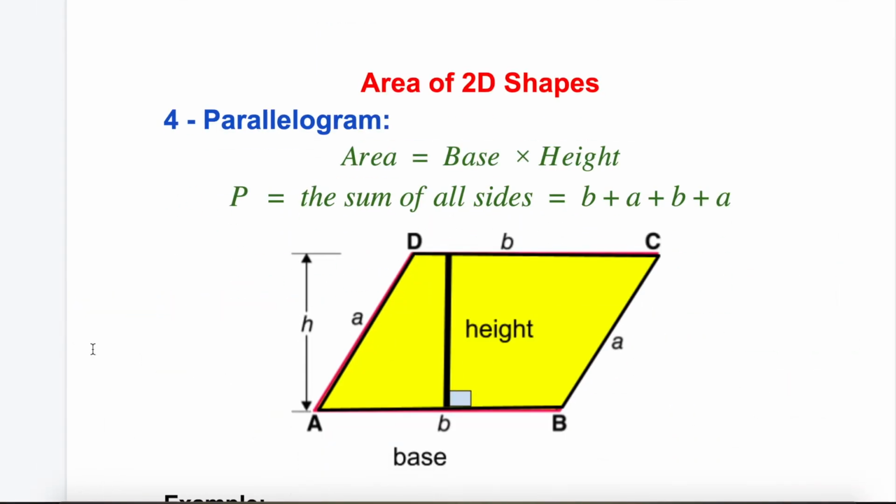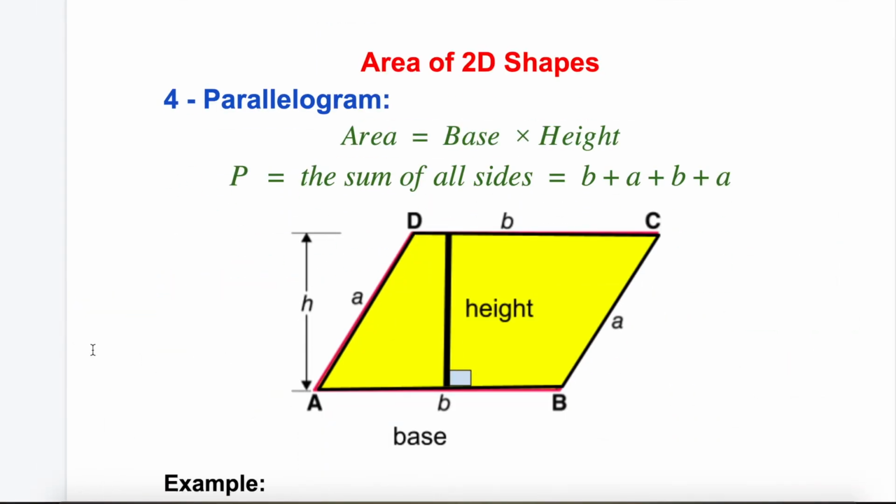Let's move to parallelograms. Parallelograms have 4 sides. Each 2 sides are parallel. That's why they call it parallelogram. Okay? So it has a base and a height. The height is always perpendicular to the base. So the angle is 90 degrees between the height and the base. So this is the height.